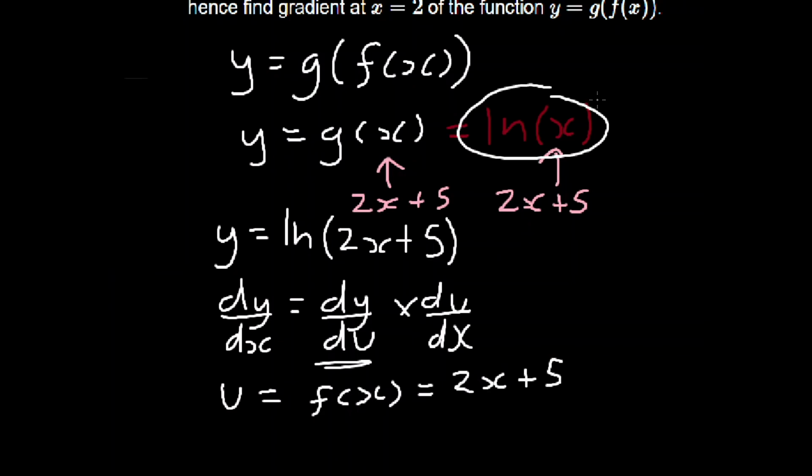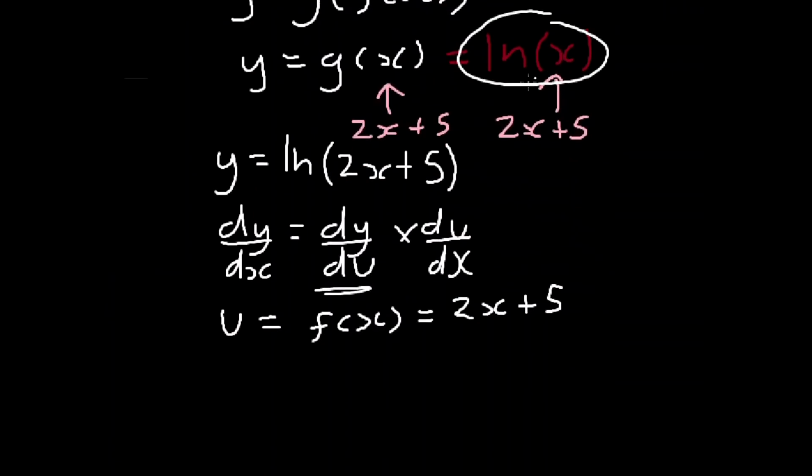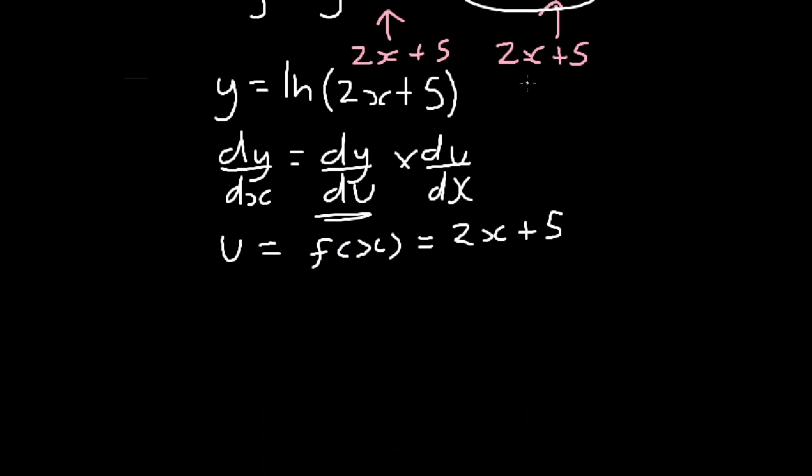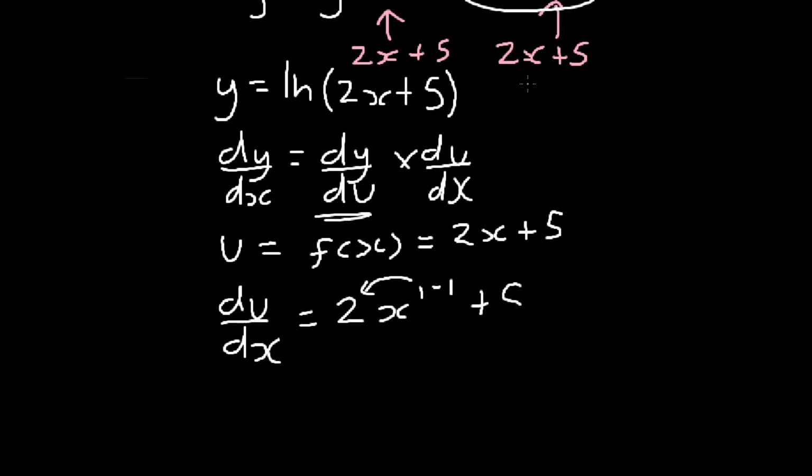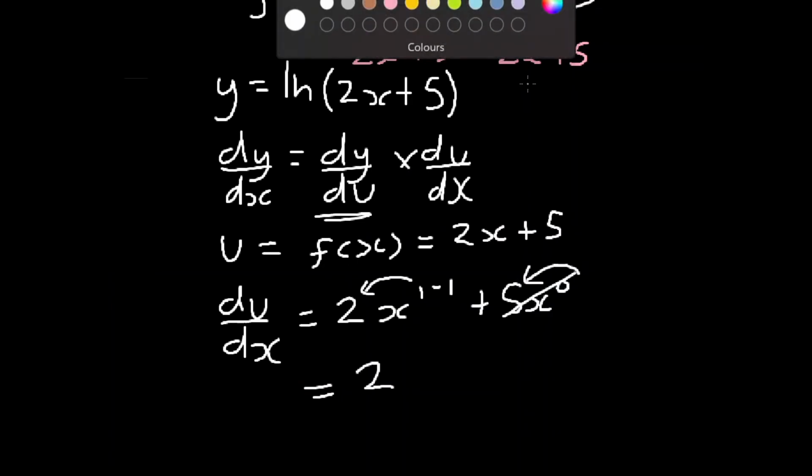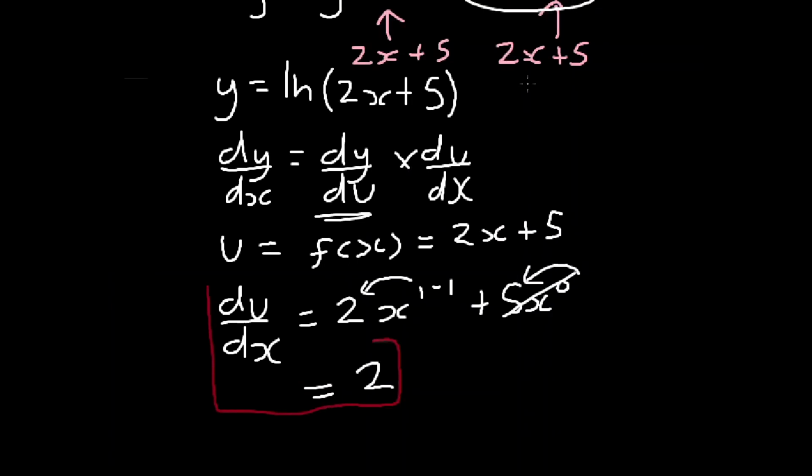So that's what we can say. It's equal to 2x plus 5. And then we can say that du/dx, just differentiate this 2x plus 5, and that's equal to just 2. Because the x is to the power of 1, so that multiplies across, and we minus that 1, and then the 5 is x to the power of 0, so that 0 comes down and just deletes that. So now we're left with just 2. That's really important. I'm going to color this a different color so we know what's going on here.